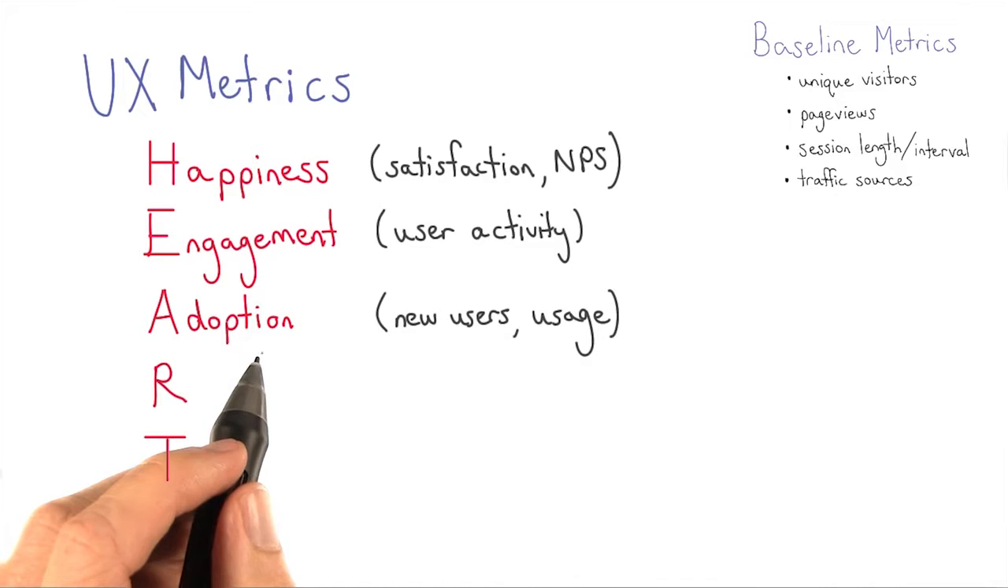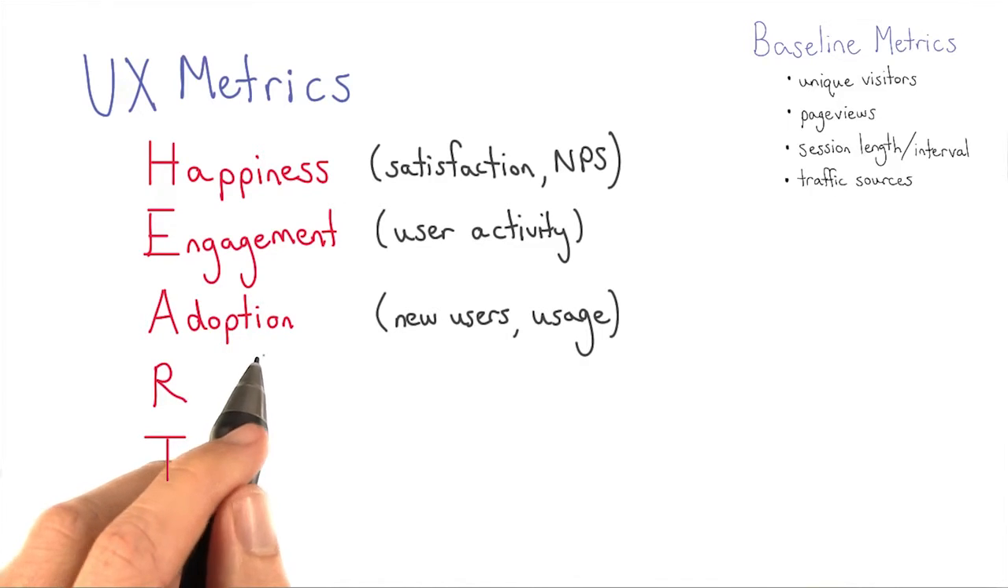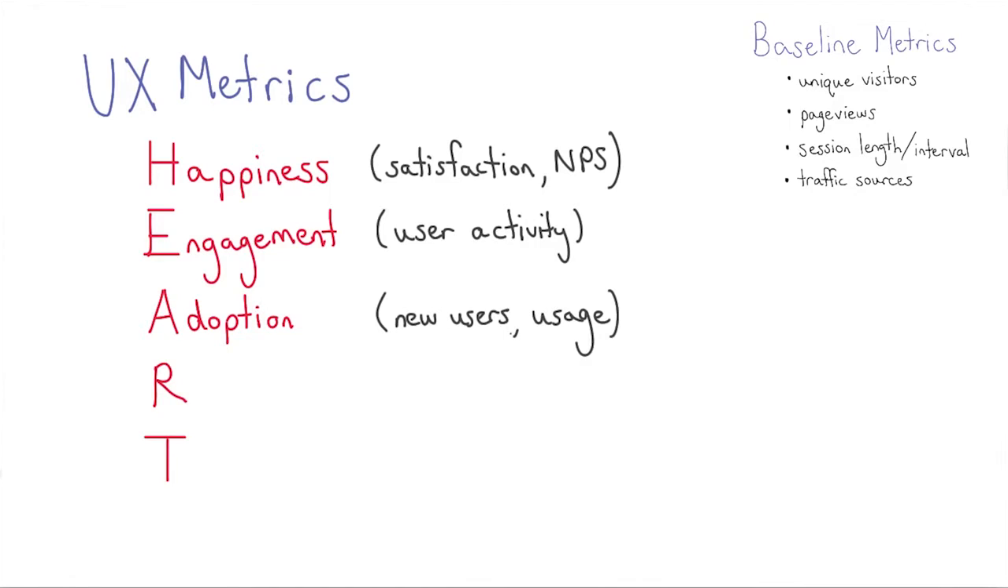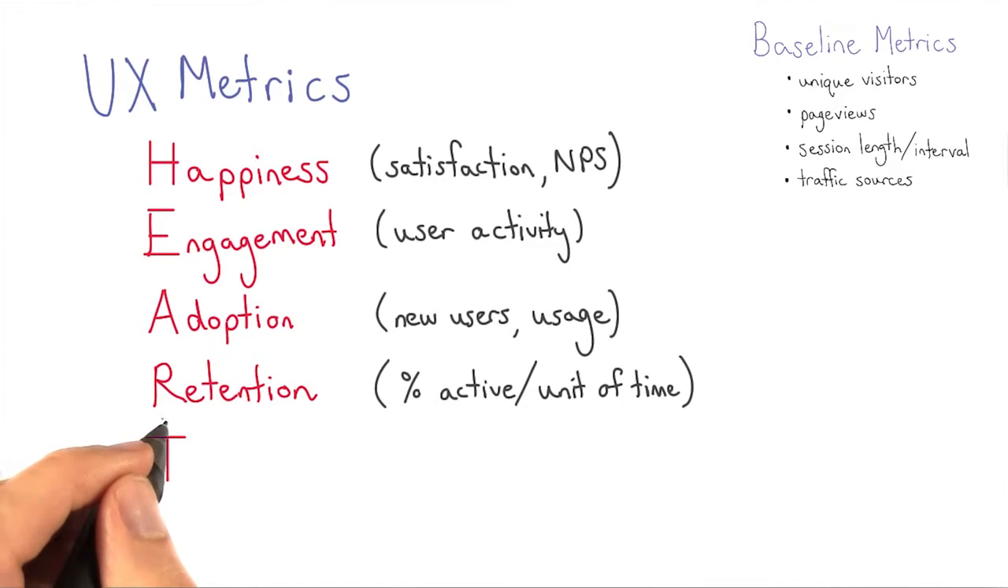The next category is adoption. You can track the number of new users who use a product or potential feature. For instance, you might track the number of new accounts created each week, or daily usage of a feature such as bookmarking in a browser. The R is for retention. You learned about retention already, which lets you track active users from some starting time to some ending time.